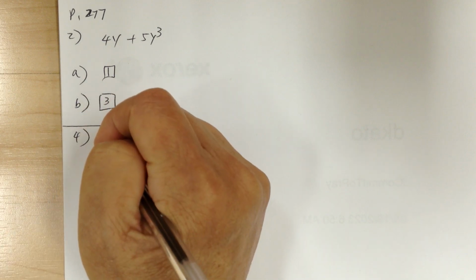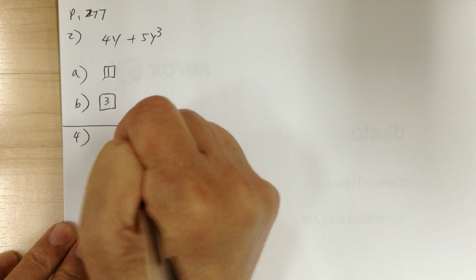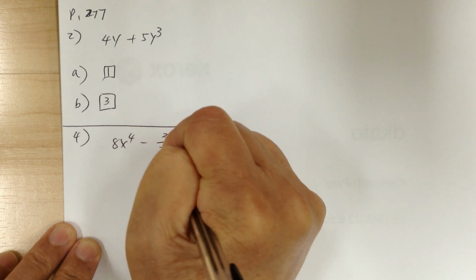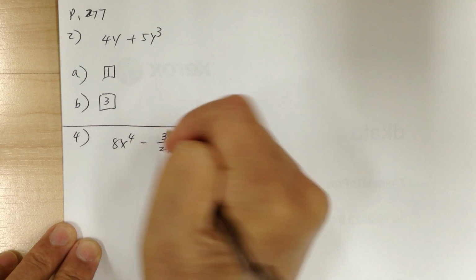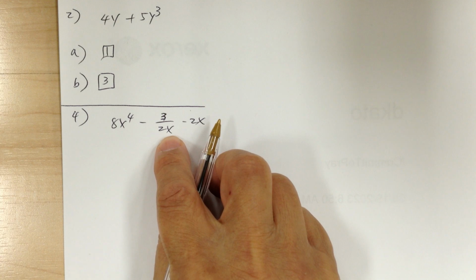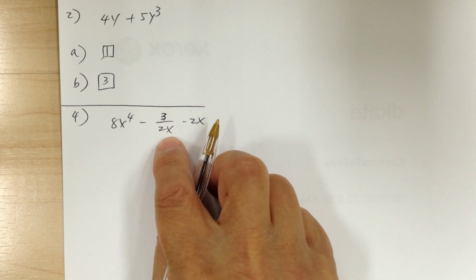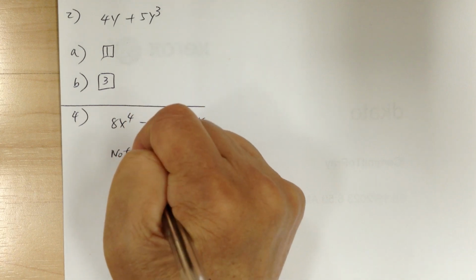Okay, number 4. You have 8x to the 4 minus 3 over 2x minus 2x. Okay, so this is not a polynomial. This one does not meet the requirement for a polynomial. So this is not a polynomial.